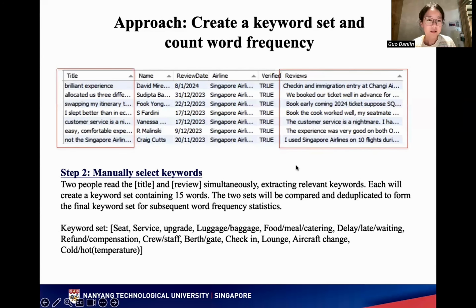Step 2 is to manually select keywords. There are 2 columns, one is title and one is reviews. We had 2 people read the title and review and extract relevant keywords, and each person selects 15 words. Among these 30 words, we finally select the keyword set as follows.